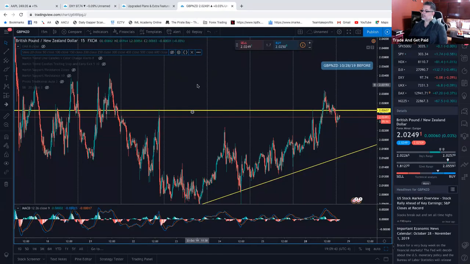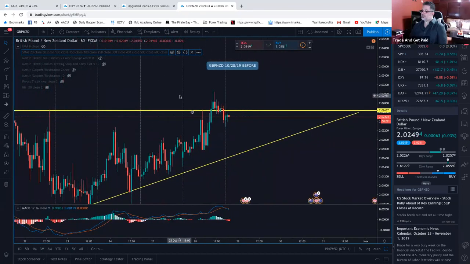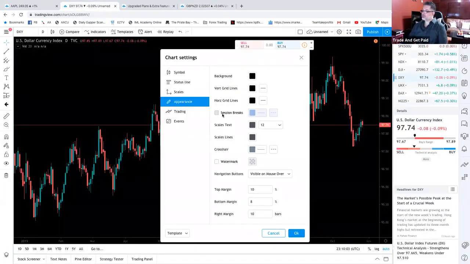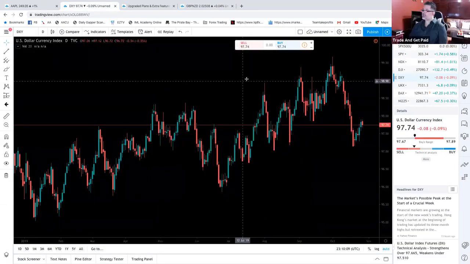This line tells me that another day has passed. So on the 1 hour chart, there should be 24 candles between the lines, because each one of these represents an hour. So that's what it looks like when you have the session breaks. And this is where you would do it, right here in appearance, you click it here. That's pretty much all that you do in that section.